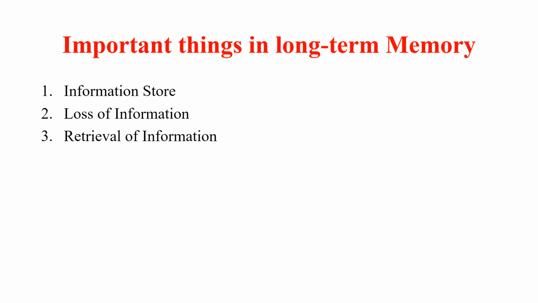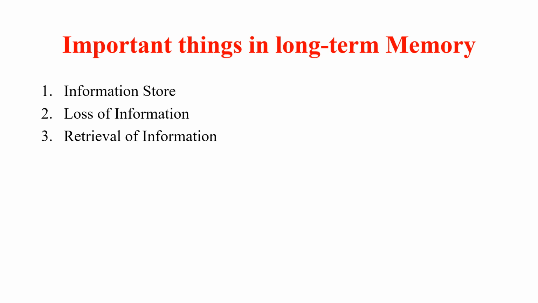Next, important things in the long term memory. So there are three important things in the long term memory. First one is information store, then loss of information, and third one is retrieval of information. So let us see one by one in detail. Starting with the information store.